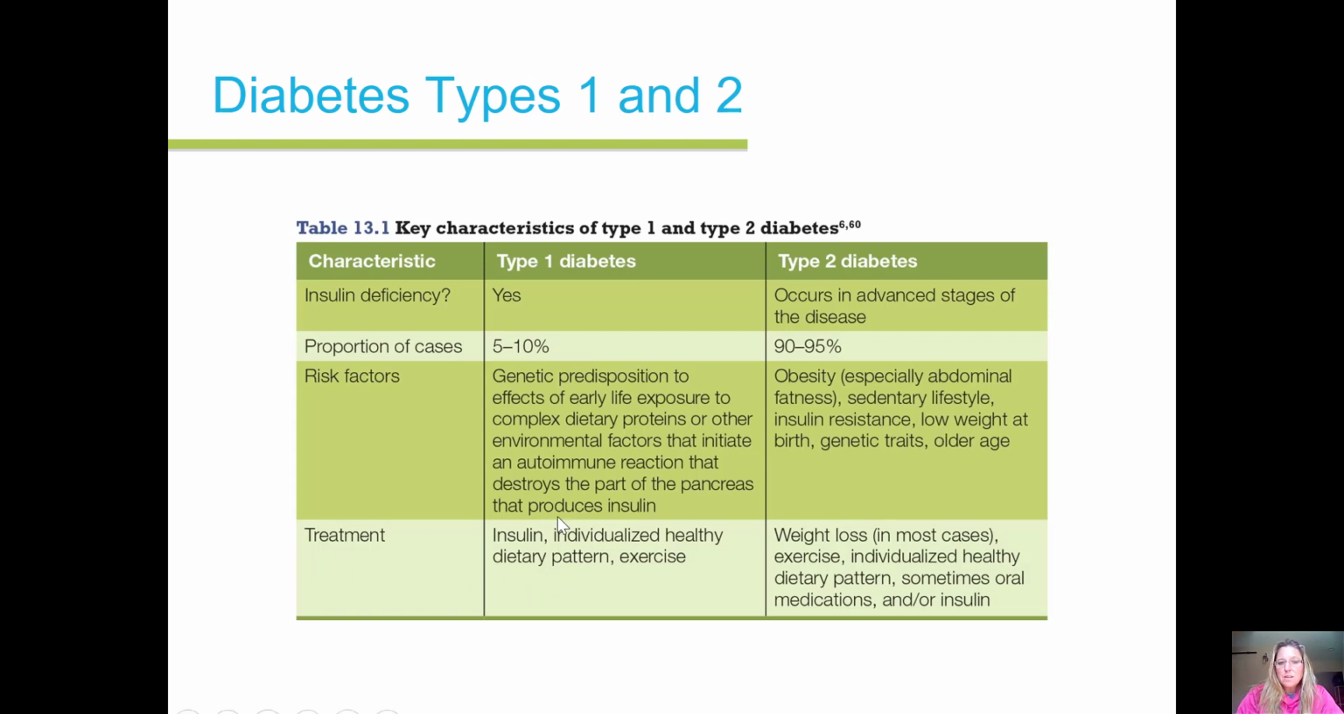How do we treat type 1 diabetes? Insulin, right? They have to take those insulin injections every single day to regulate it, but then there's a dietary pattern that they must follow, and they need to exercise with it. Type 2 diabetics, on the other hand, in almost every case, weight loss is recommended. They need to lose anywhere from 7 to 10% of their body weight immediately to help reduce the risks of that disorder.